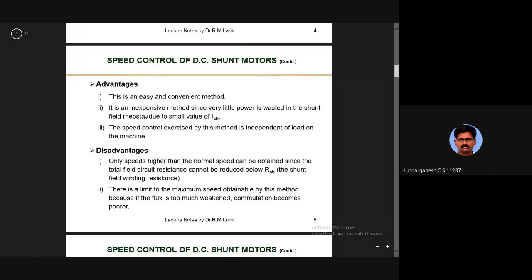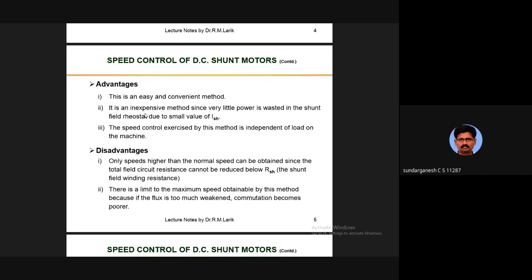So the advantages of flux control: it is easy, it is a convenient method, it is a very low cost method, and little power is wasted in this method. This method can be done independent of the load. You can change any load, so no problem.